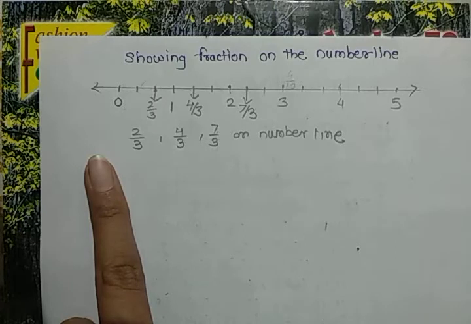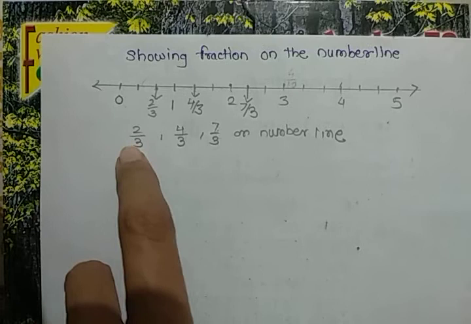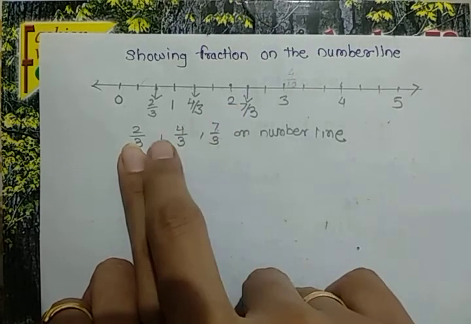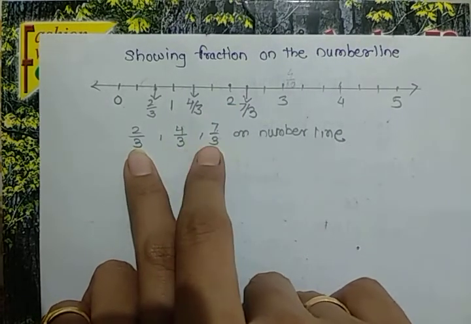On the number line, every unit is divided into 3 equal parts, and you can see why we divide the numbers in 3 equal parts, because these numbers have denominator 3.